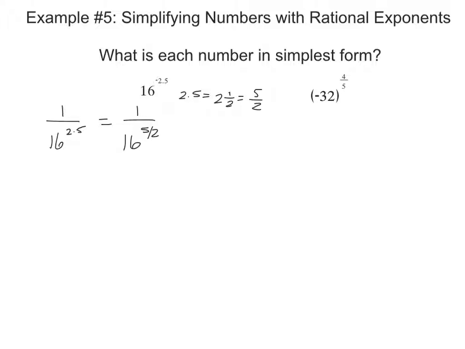Okay, and then after that, you need to then change that to radical form. So that'd be 1 over the square root of 16. Let me write it a different way, because now it's going to be easier to see. The square root of 16, but it's raised to the 5th power. Now we know what the square root of 16 is. The square root of 16 is 4, so this is really 4 to the 5th, or 1 over 1024.